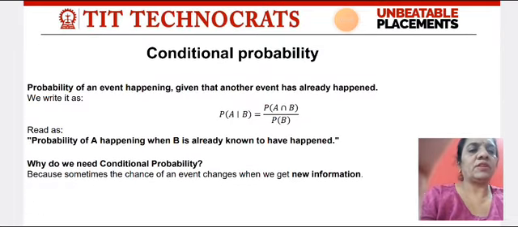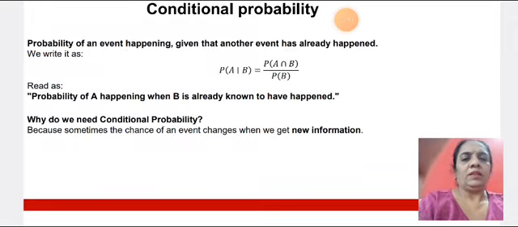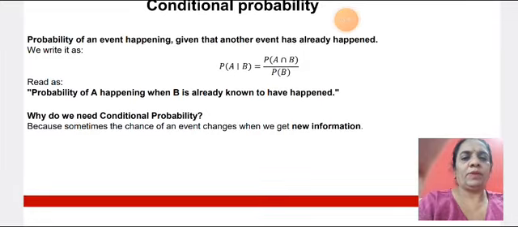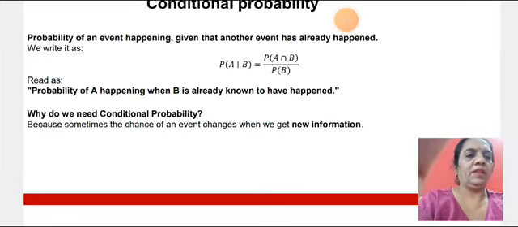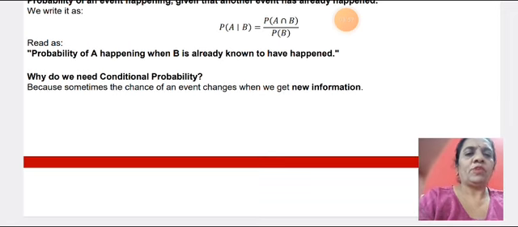Now next is conditional probability. The probability of an event happening given that another event has already happened is known as conditional probability, and it is written as P(A given B) equals P(A intersection B) upon P(B), or read as the probability of A happening when B is already known to have happened.